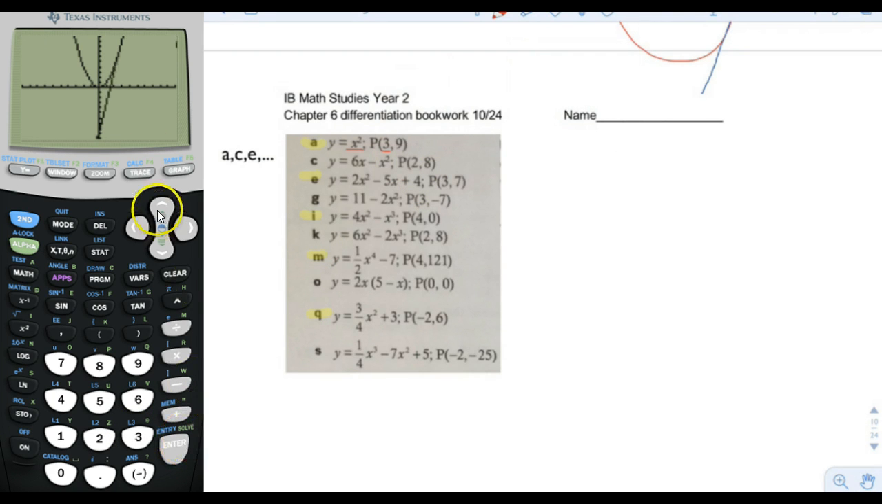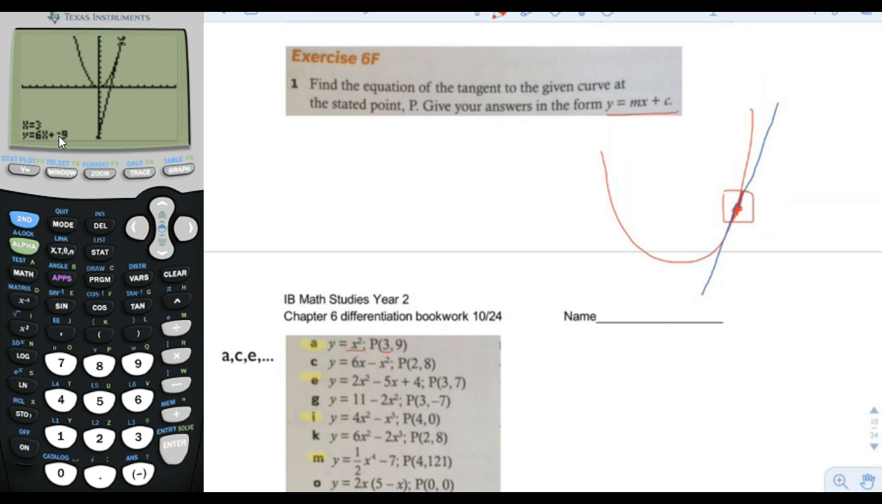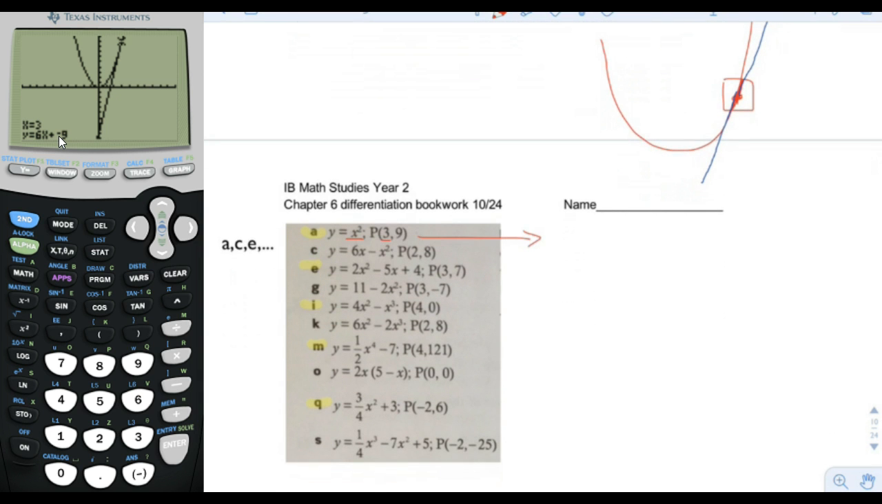Okay. And then it will draw a tangent line through the x equals 3 point, and it gives us the equation. And it wants the equation in the form y equals mx plus c. So it gives it to us in exactly the right form. So it's y equals 6x minus 9. Okay?